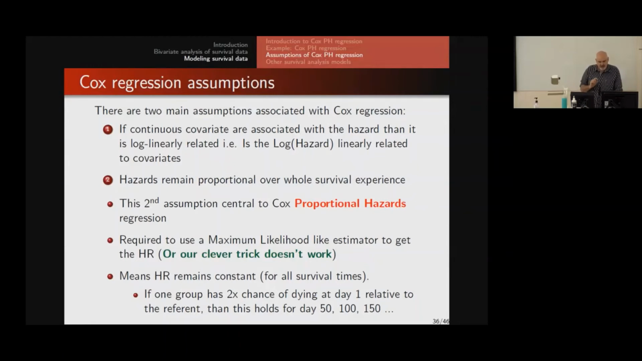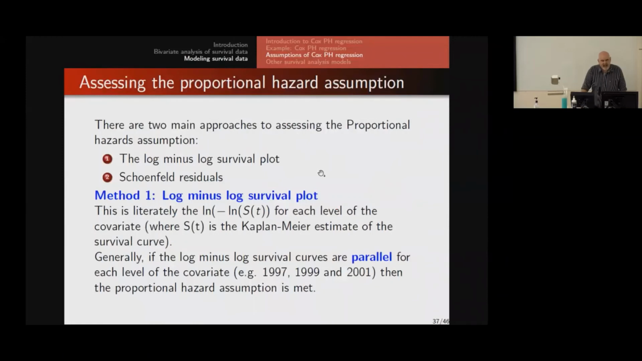Okay, so does it fit the whole survival experience? And that's what proportionality is about. It makes a lot of sense when you think about it. Really, we're asking, is the hazard ratio a reliable statistic to represent risk, relative risk? Okay, so there are a couple of ways. There's two main ways of testing this proportionality assumption.